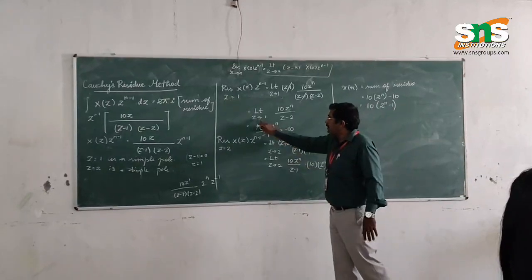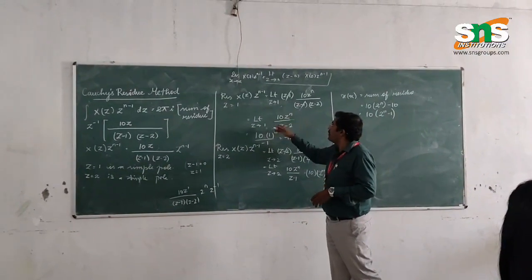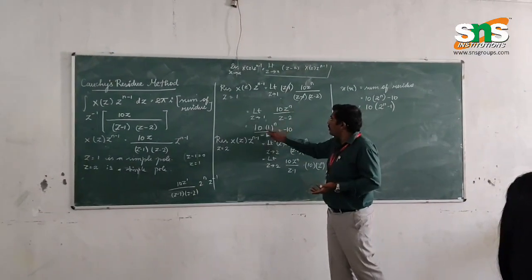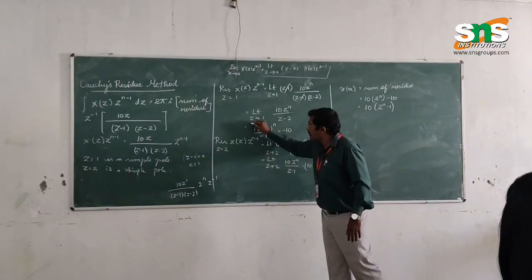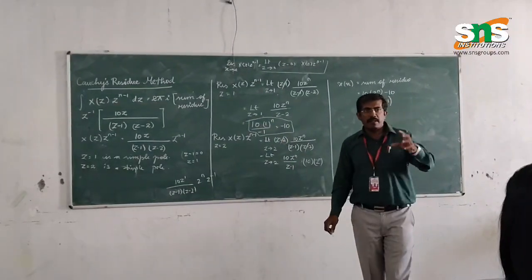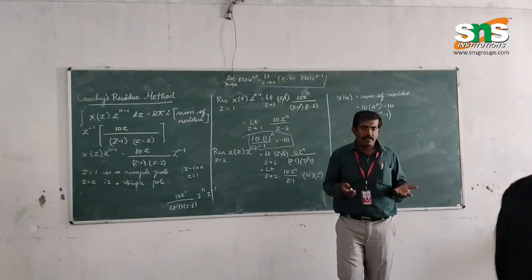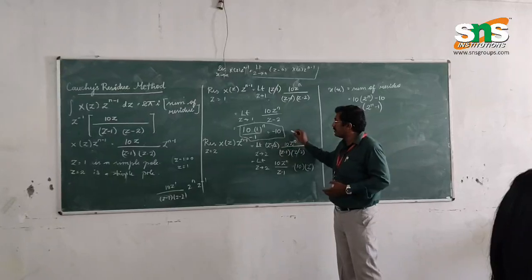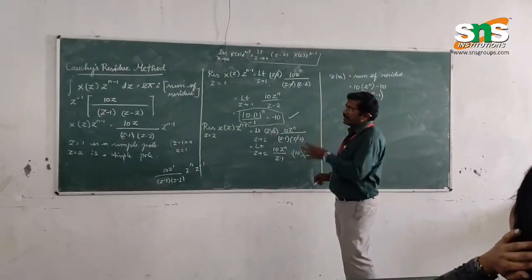Now you can apply Z tends to 1 here. Wherever you have Z, you have to apply 1. That is the concept of limits. If I apply Z equal to 1, we get 1 power n, and 1 minus 2 is minus 1. So 10 into 1 power n by minus 1. One power anything is again 1, so 1 power n is 1. The denominator is minus 1, so it is minus 10. This is your first residue, for your simple pole Z equal to 1.